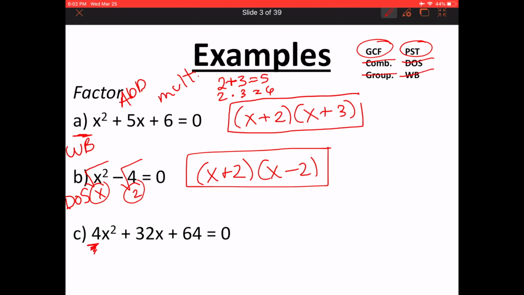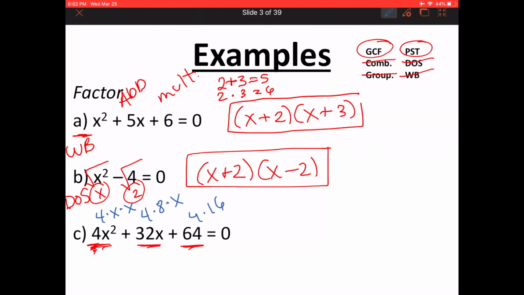Now you could potentially use either here, okay? So what we are going to do first is whenever you can do a greatest common factor, we want to do that first. So notice that all 3 of these terms can be divided by 4. So I'm going to demonstrate that here, just what it would look like. So for example, C is 4 times x squared there in example C. For the second term, it would be 4 times 8 times x. For the third term, it would be 4 times 16.